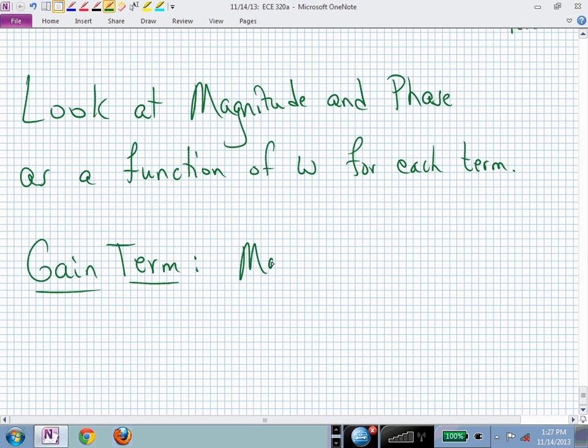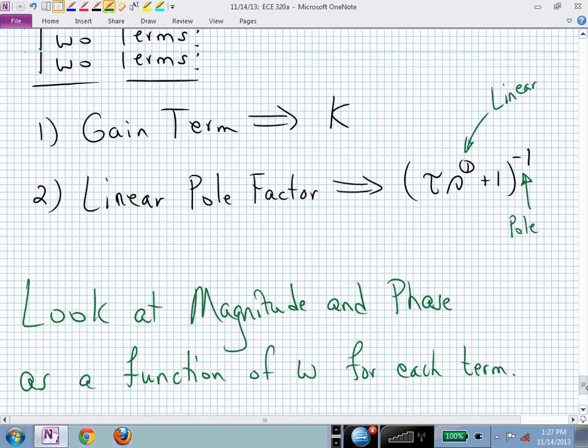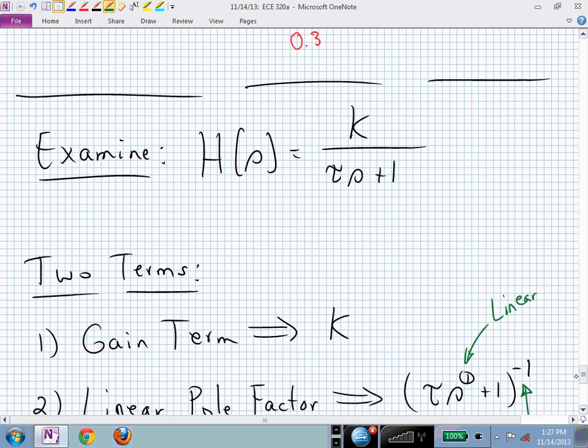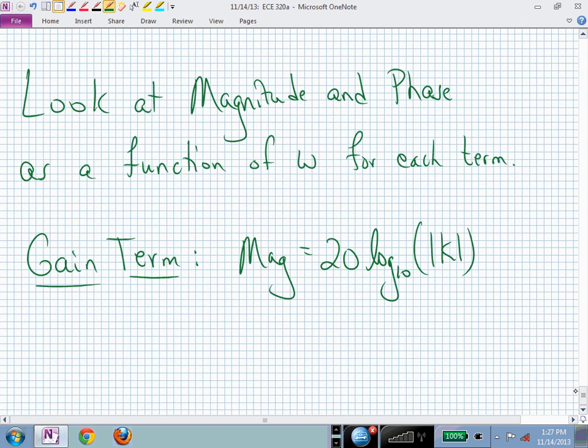If I wanted the magnitude of the gain term, I'm now looking at 20 times the log, and this log that we're using is base 10. And now I simply find the magnitude, or I take the absolute value of the gain, because I'll account for the minus sign in my phase. And does k, it was not a function of frequency, was it? K is just a constant number. That might be 10, it might be 2. This is a fixed magnitude for all omega.